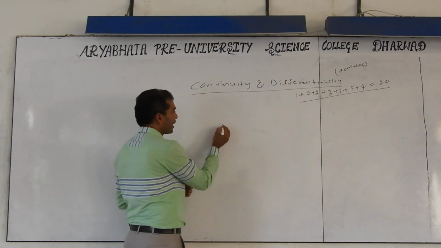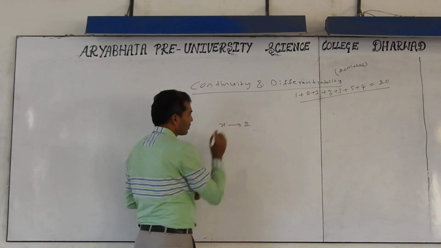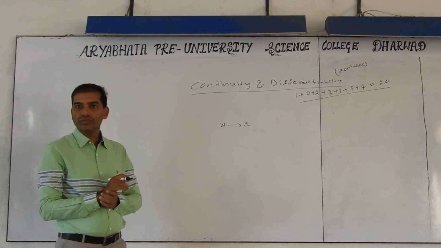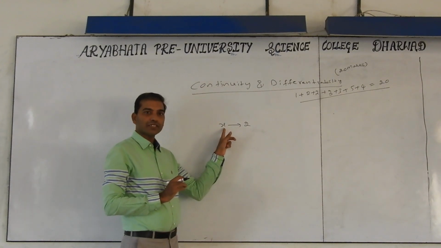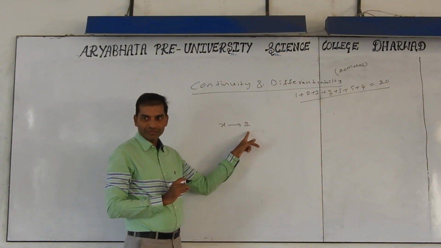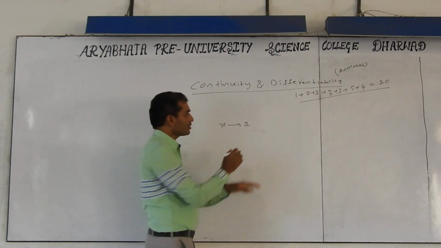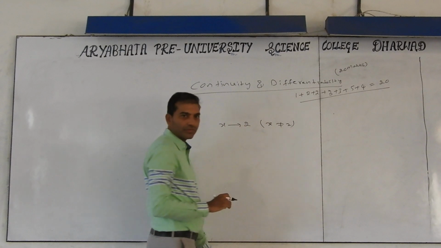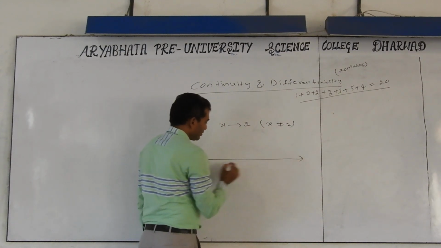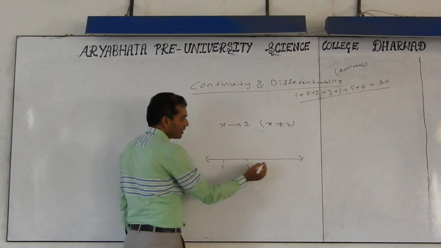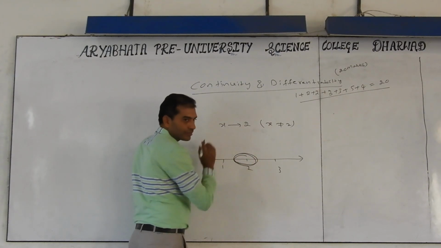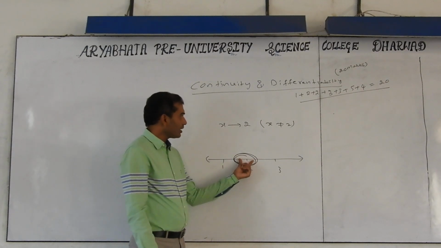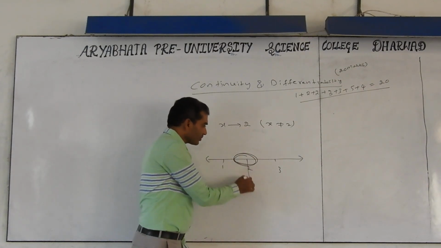I think you know x tends to 2. What is the meaning of this? X tends to 2 means x approaches the neighborhood of 2, but not 2. That means if you take the real line, there is the number 2, here 1, here 3, left and close to 2, left side and right side. So this part is called the neighborhood of 2, but not 2.